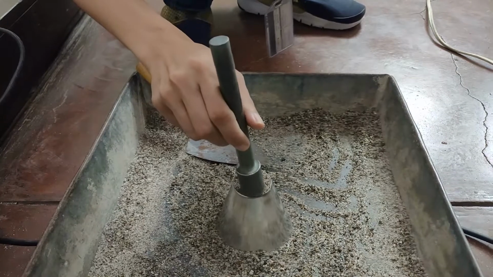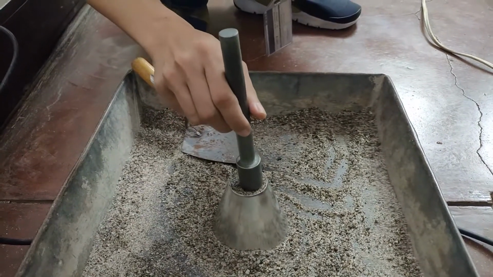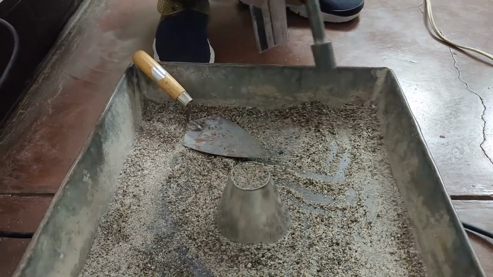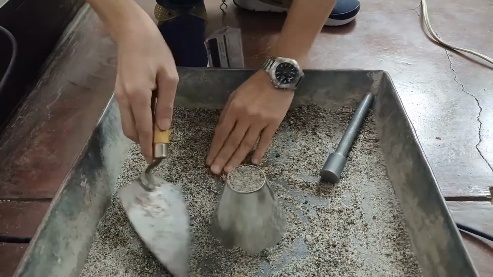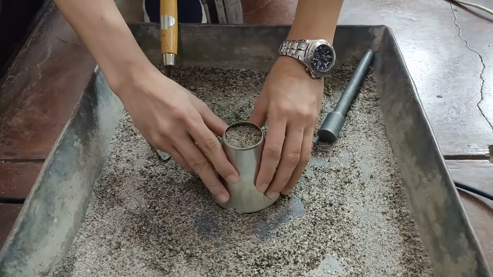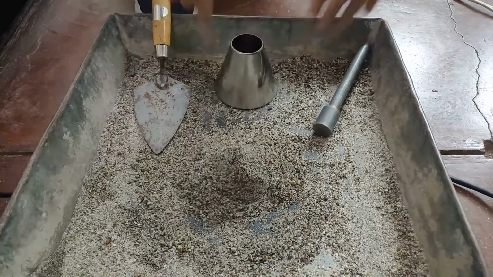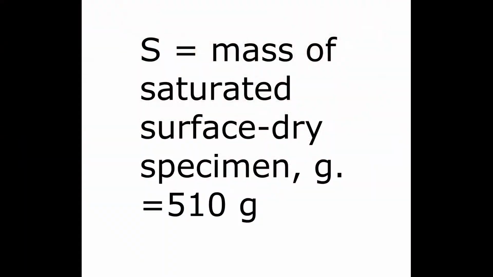Continue doing the cone test until such time that it will reach the saturated surface dry condition, and it will finally give you the slump that is expected for a saturated surface dry sand. After drying, so we get 510 grams recorded as S.